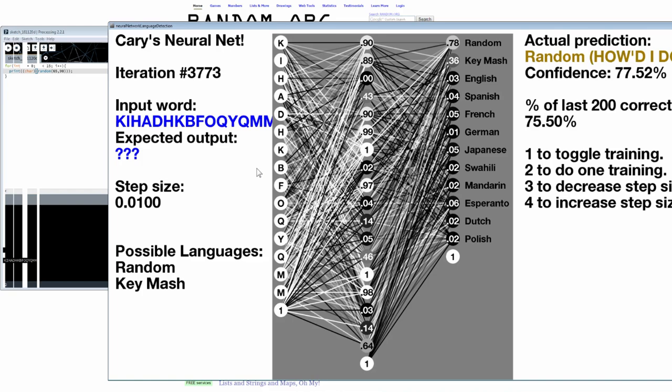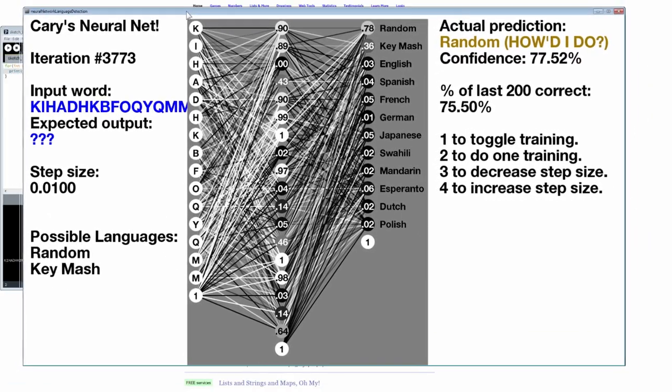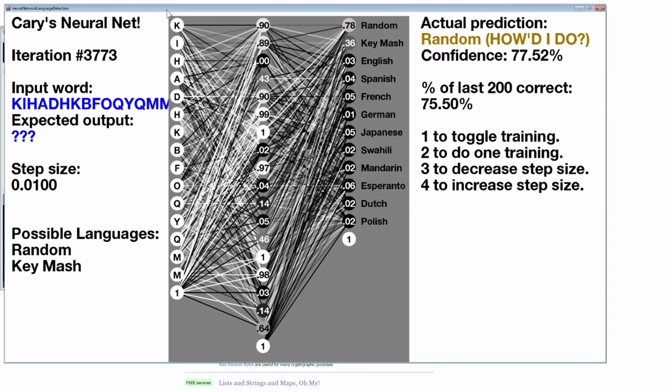That's actually pretty cool. The fact that it can tell the difference between random and keymash. Like, I didn't think it would be that reliable. I guess 75% isn't that reliable, but the fact that it's anything different from 50% at all, it's pretty impressive, I think.